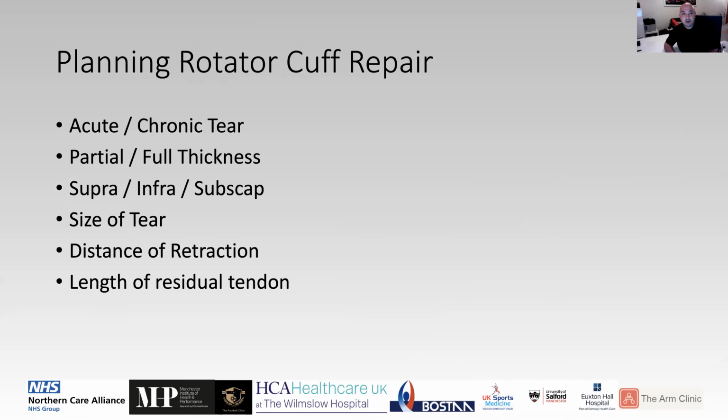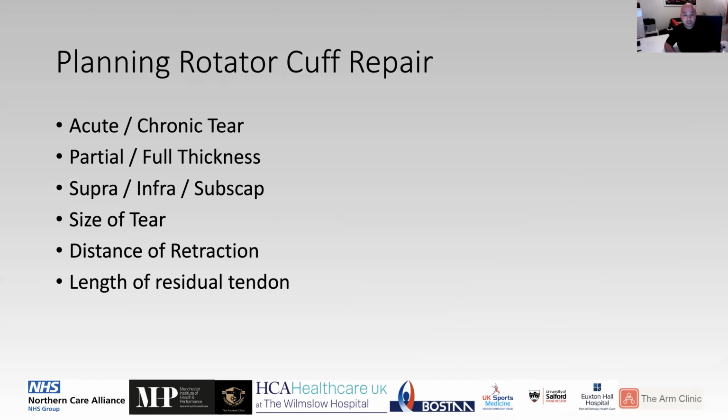I like to know clinically if it's an acute or chronic tear for the patient, and then on the scan, know if it's a partial or a full thickness tear. And if it's a partial tear, how partial? Not just that it's a partial tear, because partial could mean 1% of a tear or 99% of a tear. And how I'll treat those is very differently.